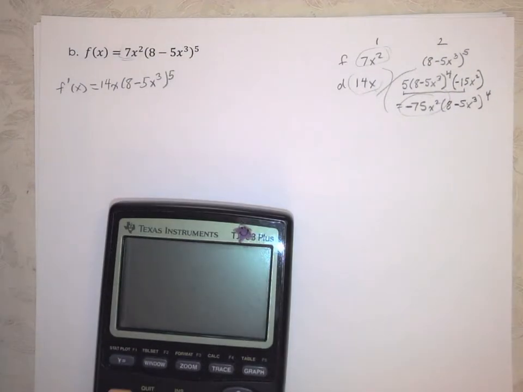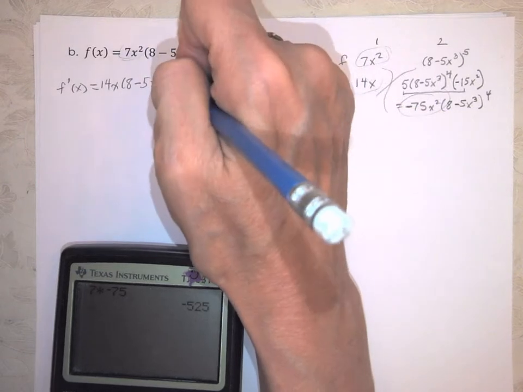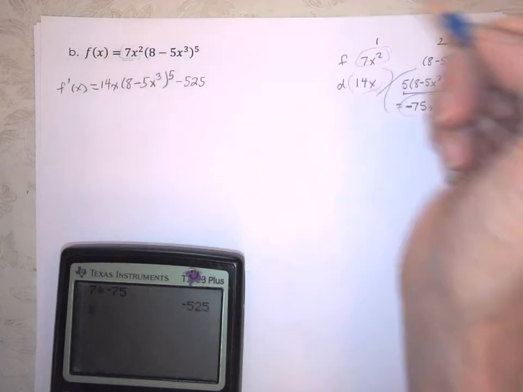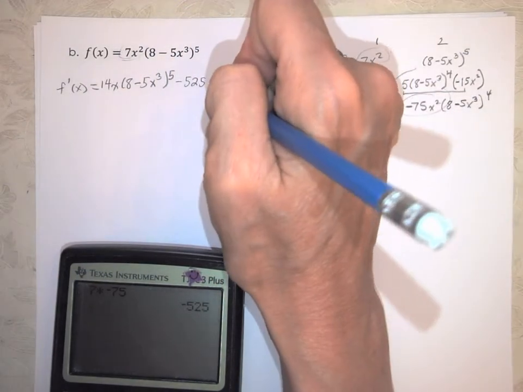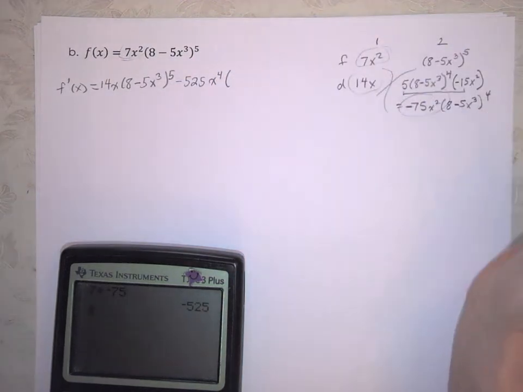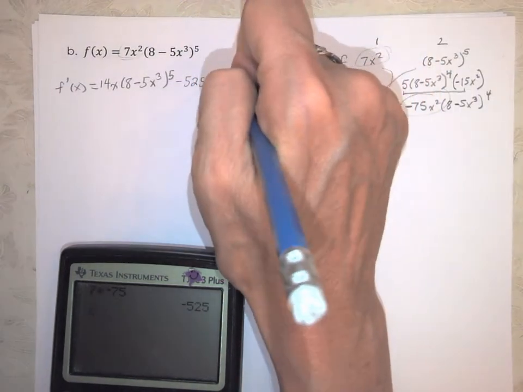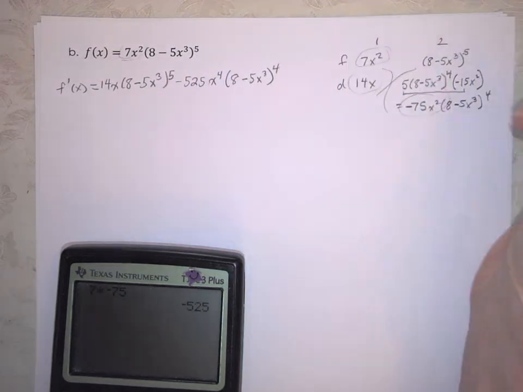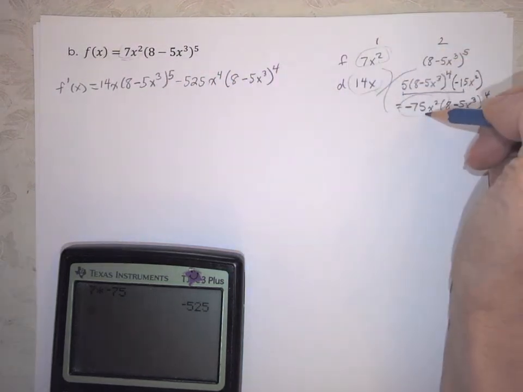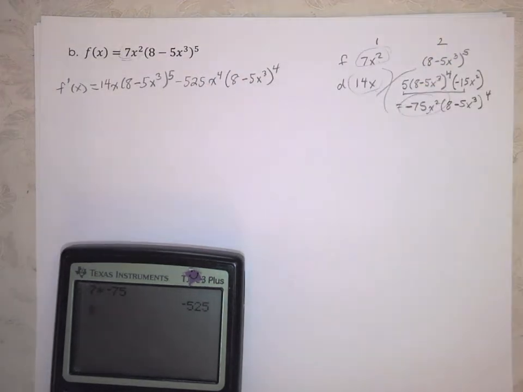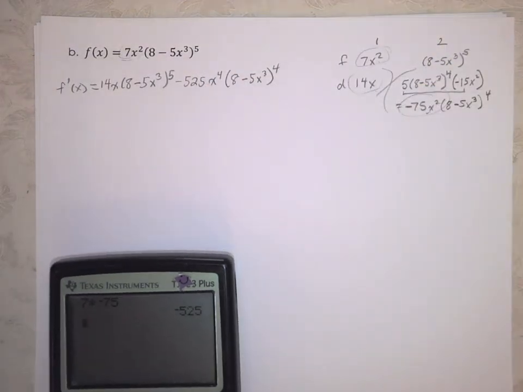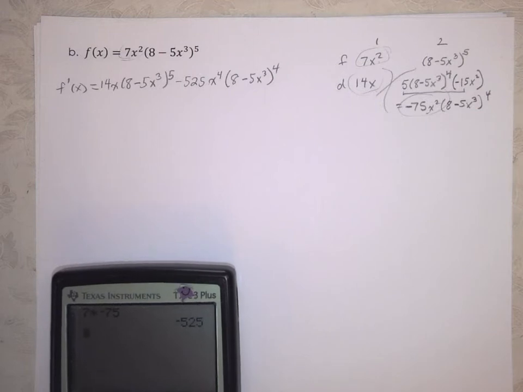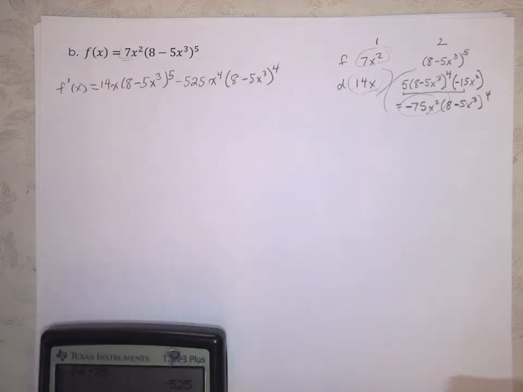So I can do 7 times negative 75 gives me negative 525 x to the 4th times (8 minus 5x cubed) to the 4th. And that was because 7x squared times negative 75x squared was negative 525x to the 4th. Okay? All right, so now that's our derivative.